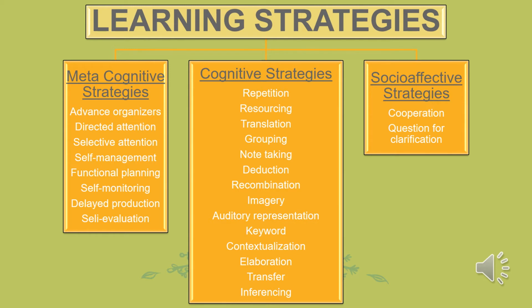Next, we have directed attention. Deciding in advance to attend in general to a learning task and to ignore irrelevant distractors. It is where you're focusing on the information that is coming and the other things that are not related to your learning, you're trying to get rid of them. You try to not focus on them.